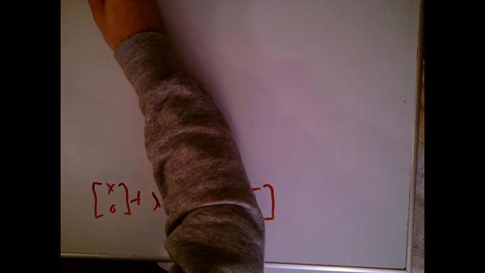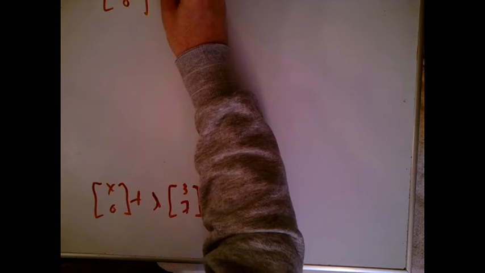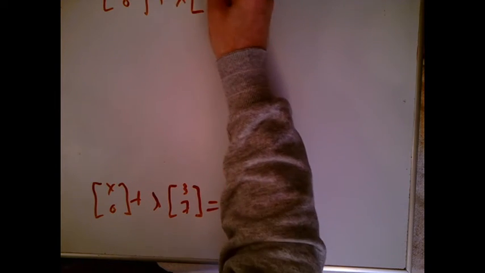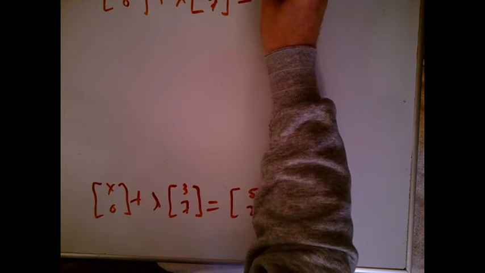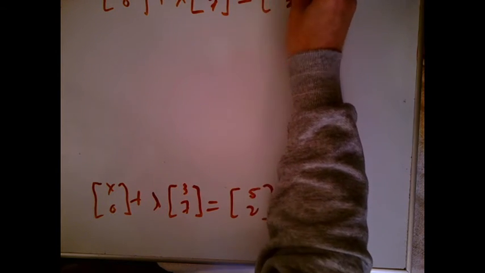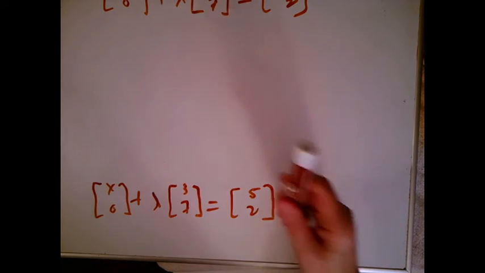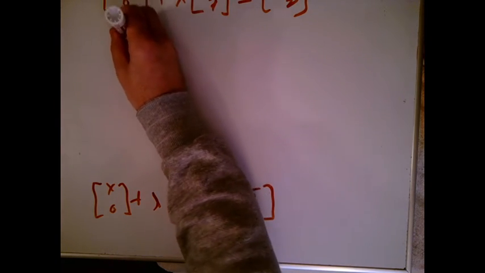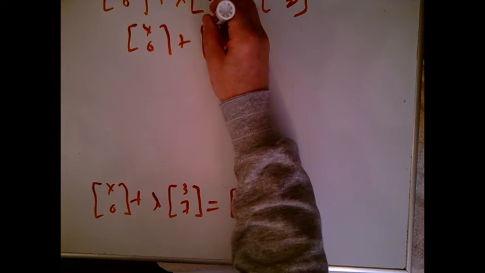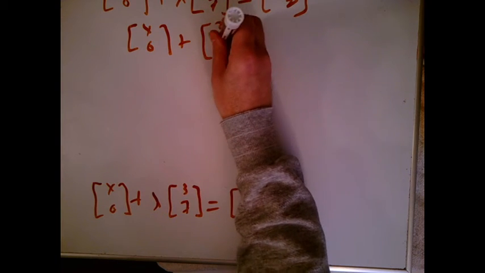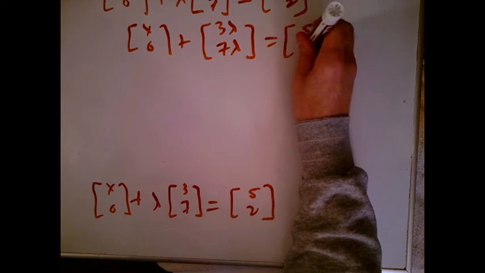So I'm going to write down (x, 0) plus lambda times (3, 7) equals (5, 2). Now what does it mean to scalar multiply a vector? You just multiply each component, so this is the same thing as saying (x, 0) plus (3 lambda, 7 lambda) equals (5, 2), like that.